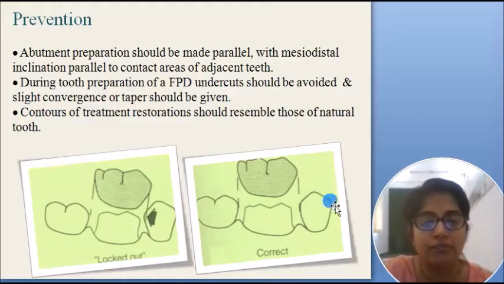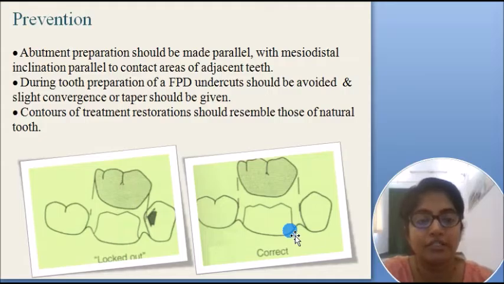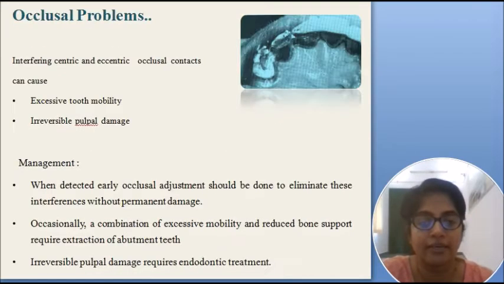As you can see here, that the adjacent teeth and the tooth that is being prepared, the mediodistal surfaces should be parallel. During the tooth preparation of FPD, undercut should be avoided and slight convergence or taper should be given. Ideally, it is 6 to 12 degrees. Contours of treatment restoration should resemble those of natural tooth. So provisionalization also should be done with utmost care.